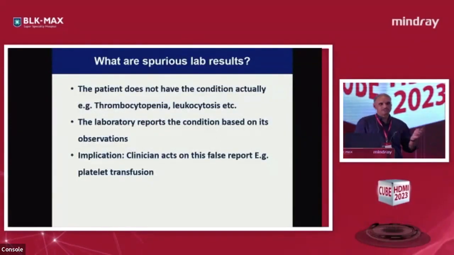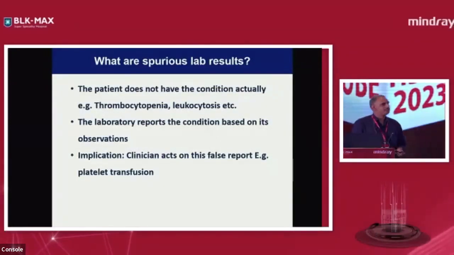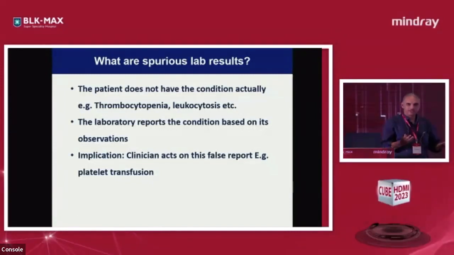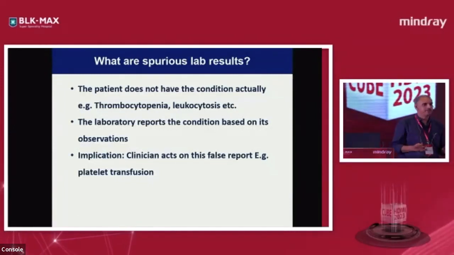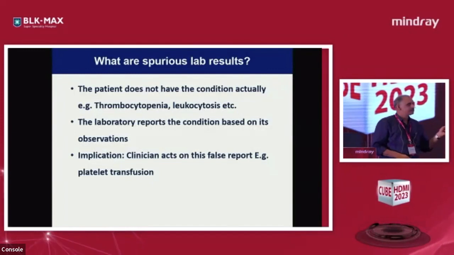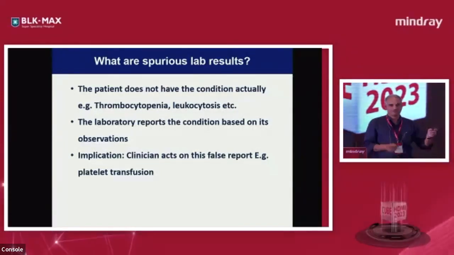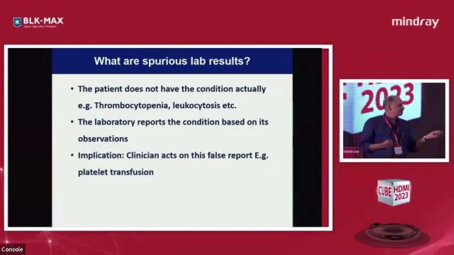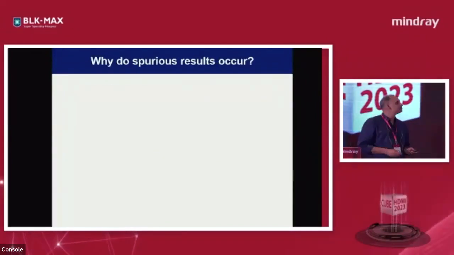So what are these spurious results? The patient doesn't have this condition actually, but you report because your analyzer said so, whatever verification you did said so, and the clinician acts on this, so sometimes inappropriate management, and you're left with a problem there.